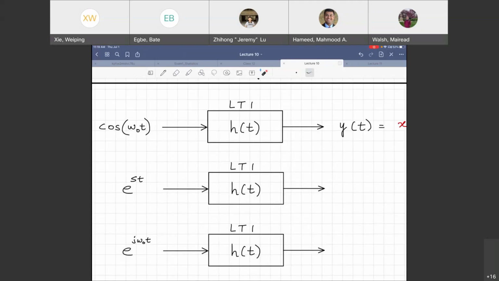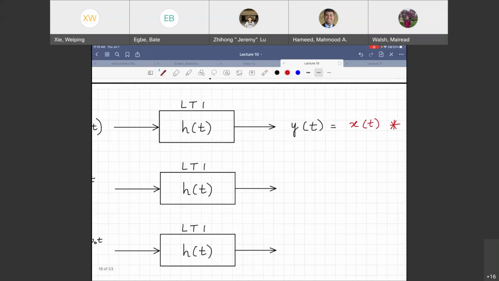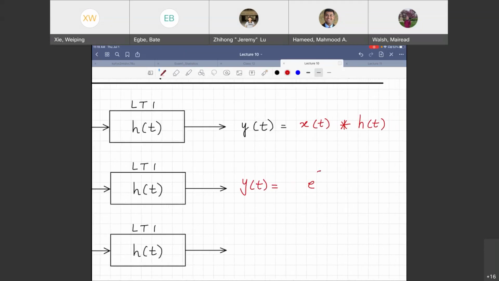The answer is on the slide. e to the st, right? So the output should be e to the st. Those are the eigenfunctions of LTI systems. The only thing that changes is what? You multiply it with H of s, the eigenvalue. What is the eigenvalue? H of s, which is what we call the Laplace transform of h of t.